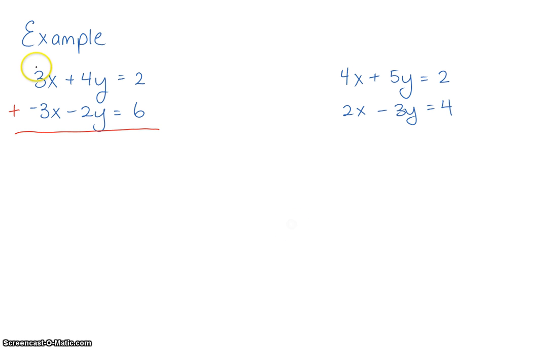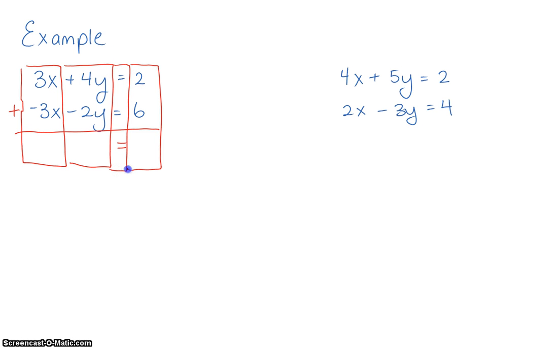Now, a couple of key things here. My x terms are lined up. My y terms are lined up. The equal signs are lined up. And the constants are lined up. So, when I say add, we can only add and subtract like terms. So, 3x minus 3x will give me 0 x's. 4y plus negative 2y will give me 2y. The equal sign carries through, and then 2 plus 6 will give me 8.